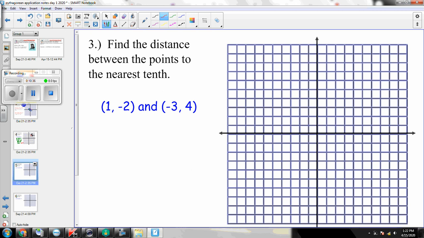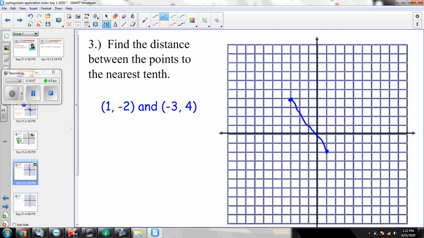Okay, look at number 5. We're going to find the distance between the 2 points. So first I'm going to graph (1, -2). I'm going to go right 1, down 2. Then I'm going to graph (-3, 4). That's left 3, up 4. And I'm going to connect. And then I'm going to try to draw a right triangle.